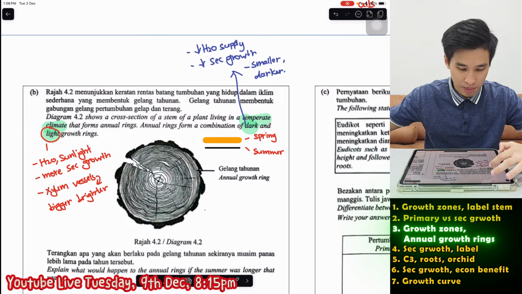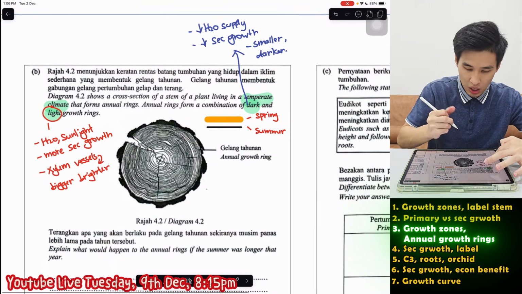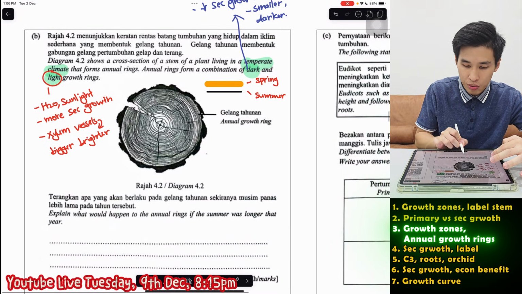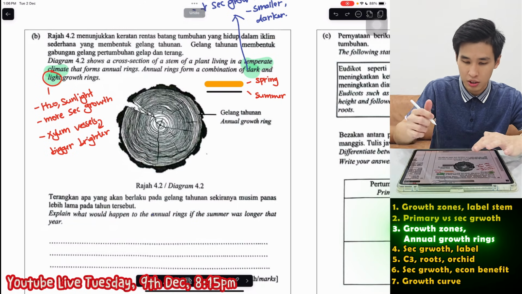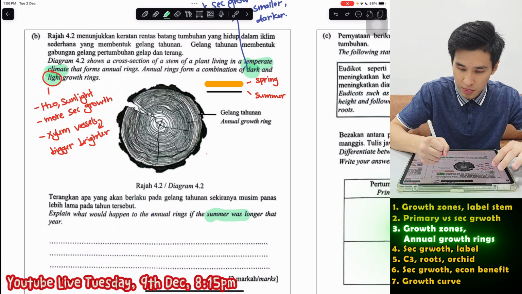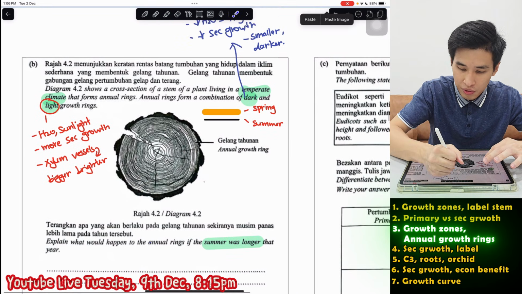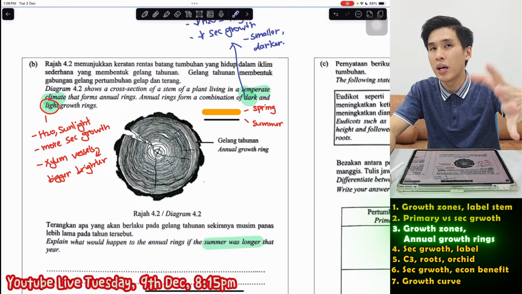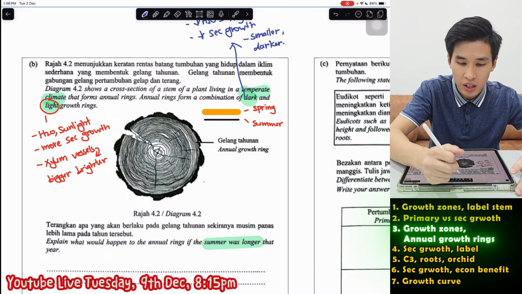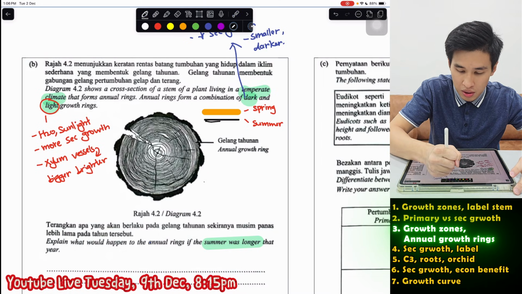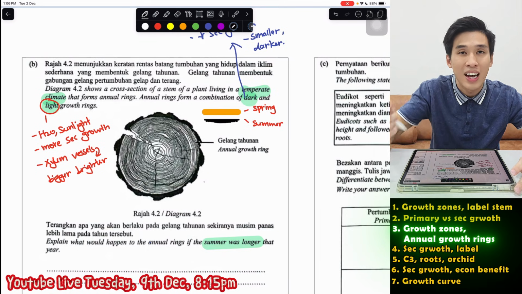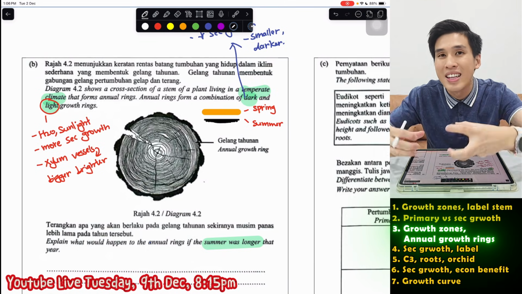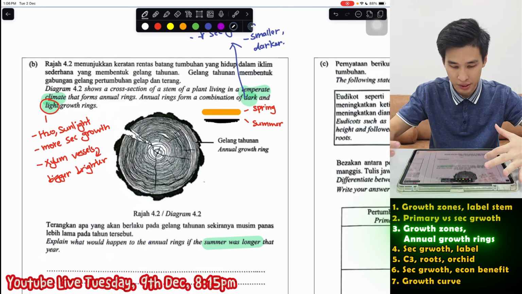Okay. But for this question, they ask, what would happen to the annual rings if summer was longer? We already mentioned that summer is the time that forms a darker ring. So let's say your summer is 5 months instead of 3 months. Your darker ring is going to be bigger because there will be more of the summer type of growth. And since there is lesser water, more dark color forms. So the darker color is because it's dry, less water.